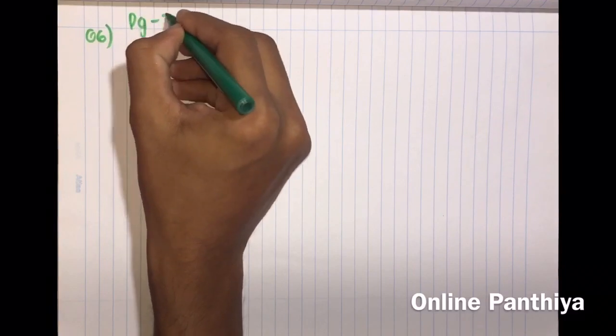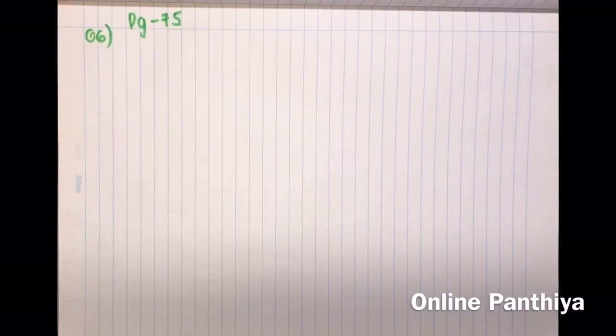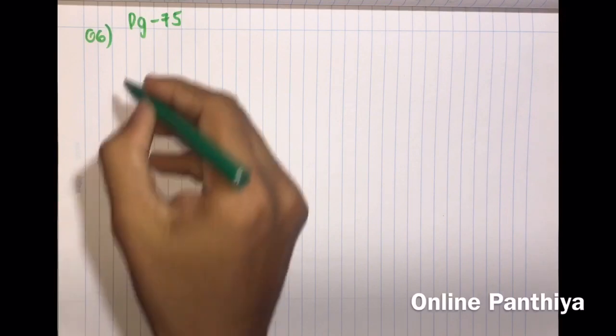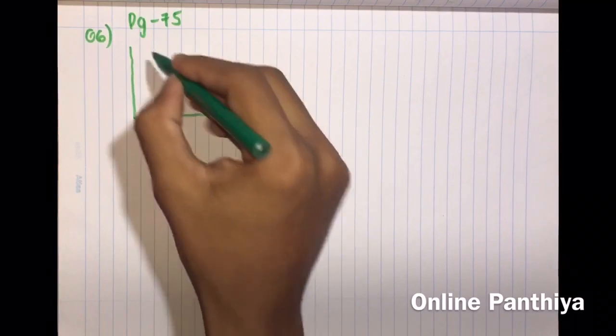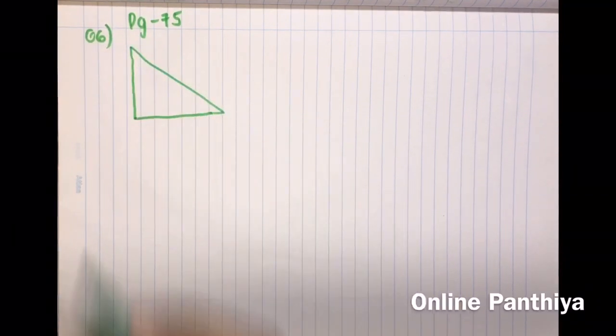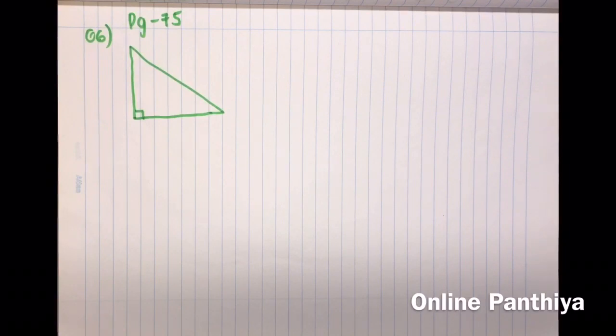Page number 75. How do you solve? Okay, listen. In a right angle triangle, here also they are going to speak about a right angle triangle, therefore let me draw the diagram first. Okay, diagram is done. Now in a right angle triangle, the length of the two sides containing the right angle are 5x centimeters and 3x minus 1 centimeters.